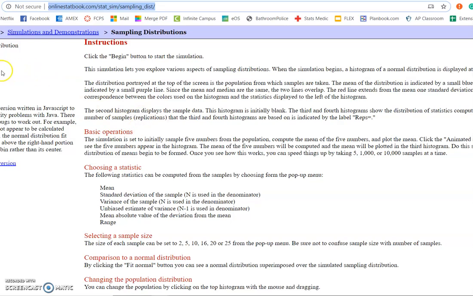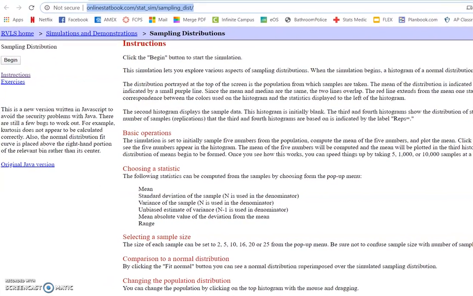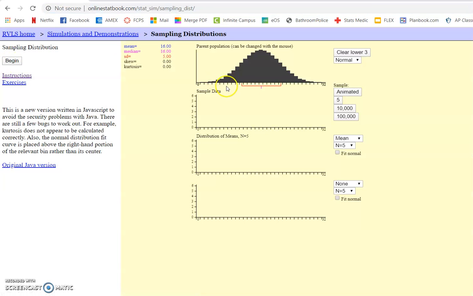So we're going to go to the applet. And we're going to click on begin. Okay, so here is my parent population, right? So this is saying that there were like 10 people with an ACT score of 16, whatever is in the middle. Then gradually less, working our way up over here and over here.